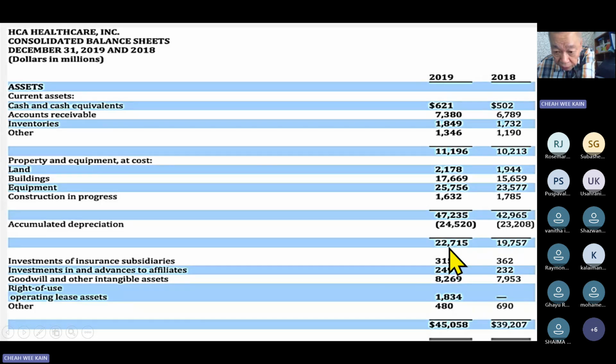This is a total company asset, plus maybe your company got some other investment. Your company may have bought shares in some other company. So this is the total asset. What does that mean? It means 45, okay, 45 million is the asset of this company.